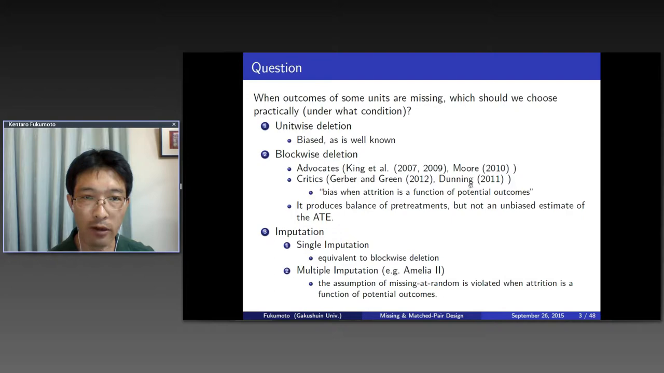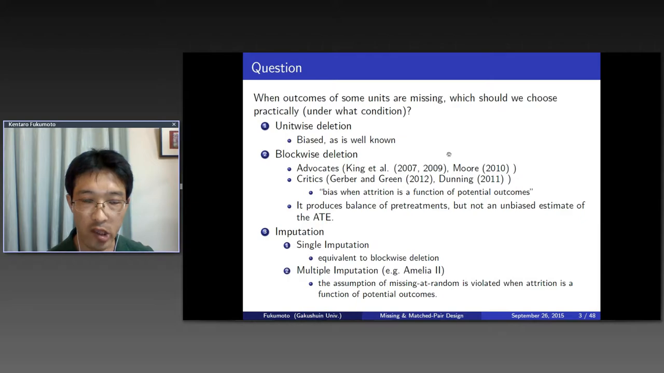But when outcomes of some units are missing, which estimator should we choose practically, and under what condition? That's the question of today's talk. The first estimator is the unit-wise deletion estimator. Simply, we drop the missing units and use all the remaining units to estimate the ATE. But it is biased, as is well known.